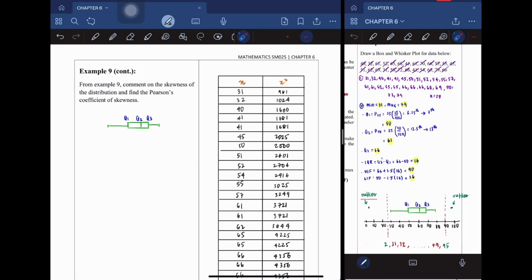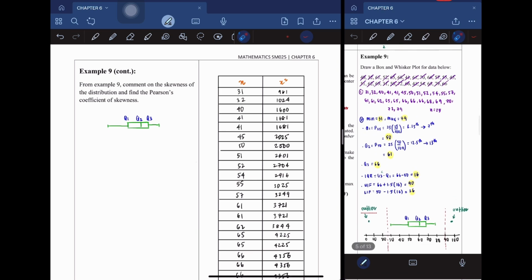Okay, so now we are at the last part of the video, so we are going to answer this question. The question says, from example 9, comment on the skewness of the distribution and then find the Pearson's coefficient of the skewness. Okay, so we have done the example 9 from the lecture.